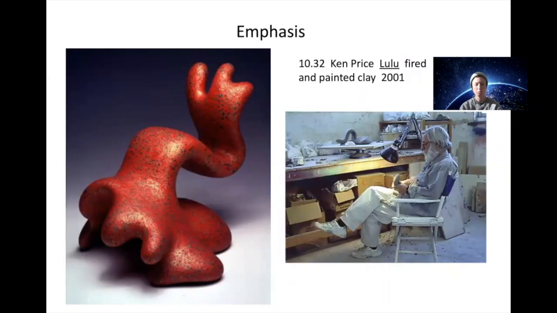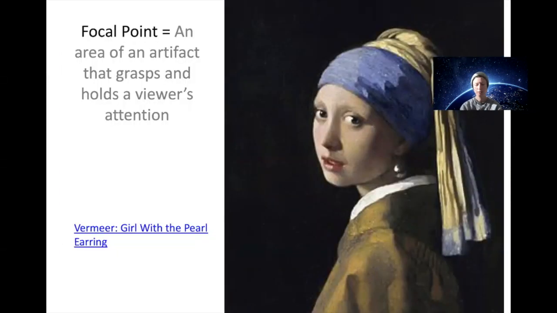It could be that the viewer's eye is directed to trace the edge of the form of the piece, as in this work by Ken Price. There are some tricks on how to focus the viewer's attention and create a focal point, an area of an artifact that holds the viewer's attention. But the most obvious in representational art is to have the subject make eye contact with the viewer.